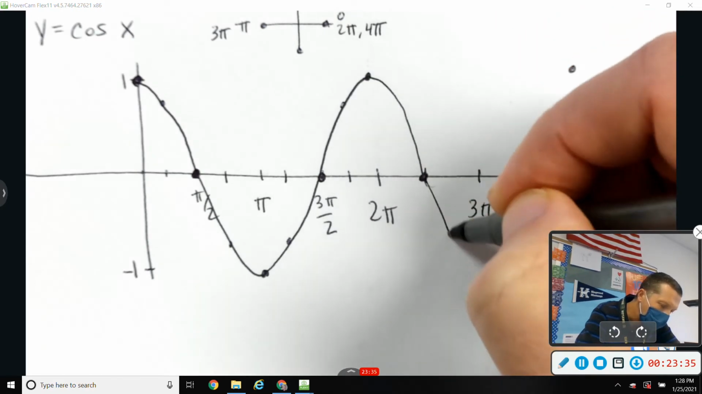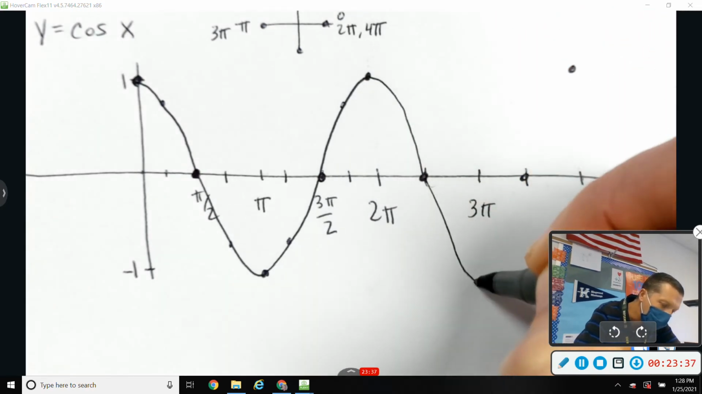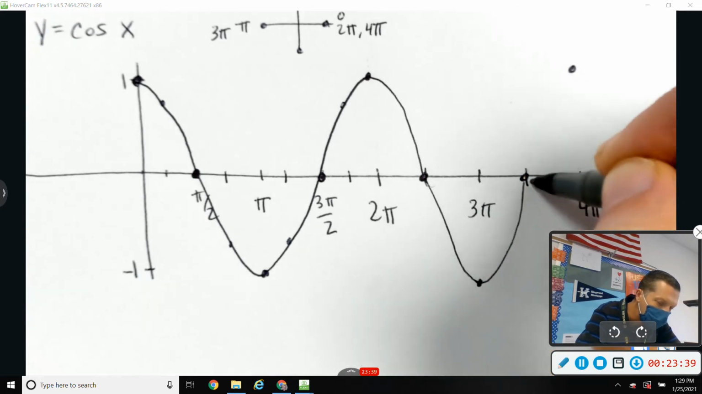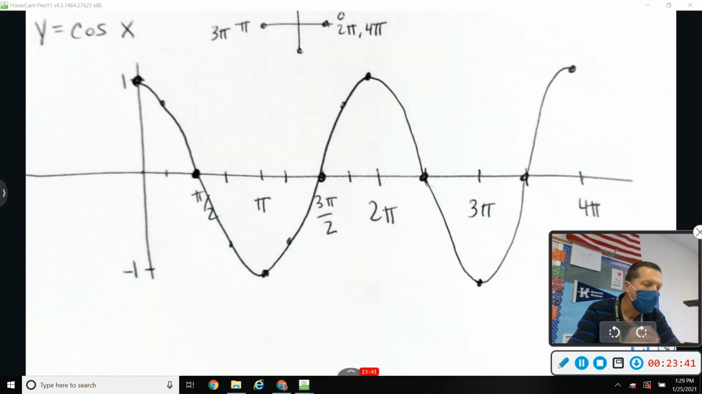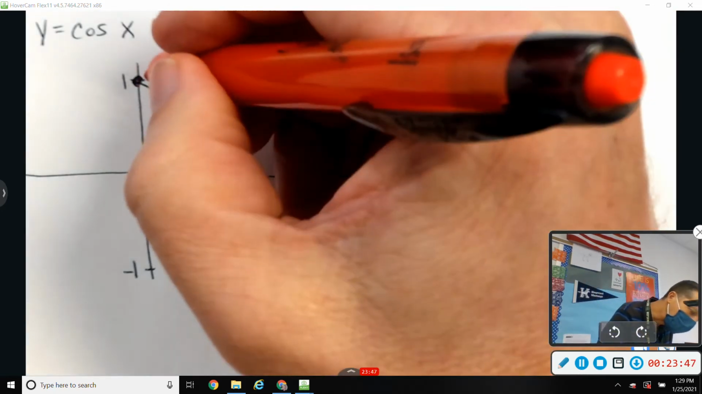Again, as long as you can graph it with curves rather than straight lines, you don't need to do the 0.7s. So there's 2 cycles now of cosine. Let's highlight the first one though.